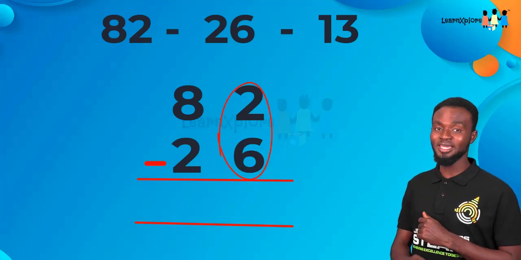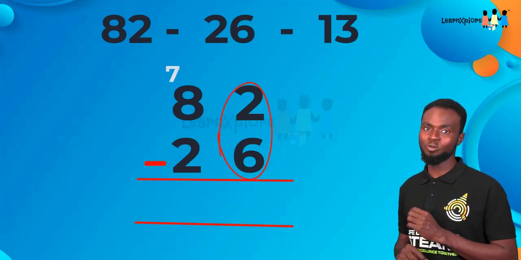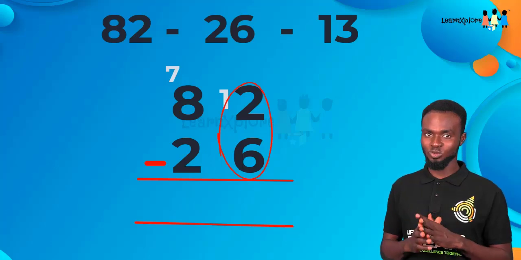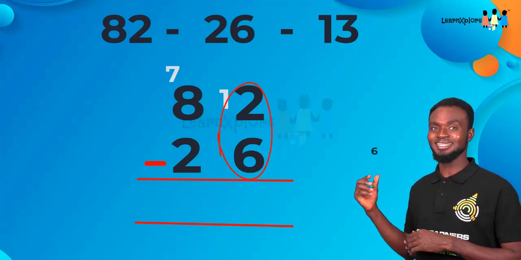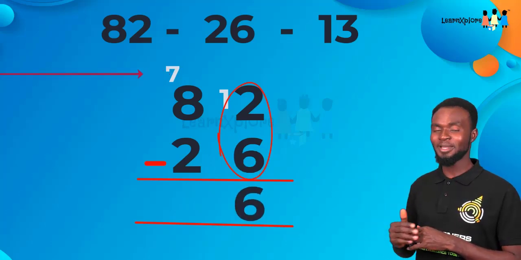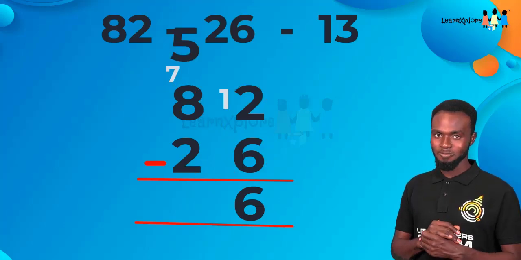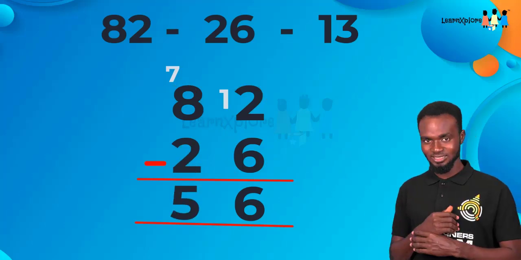So borrowing 1 from 8, it becomes 7. Then we'll put the number close to 2, it becomes 12. So 12 minus 6 is 6. Then 7 minus 2 will give us 5. So the new number now is 56.